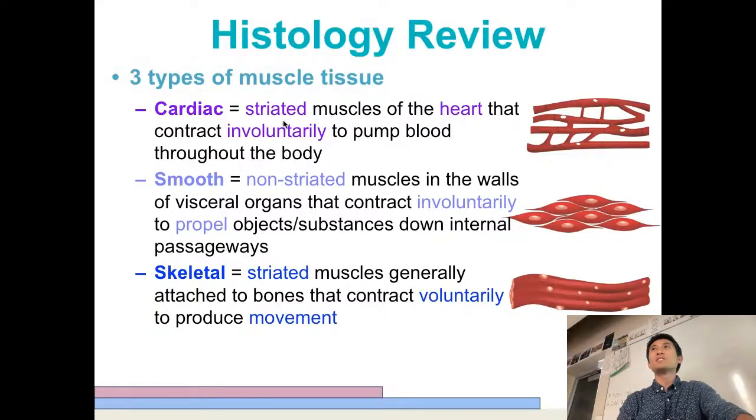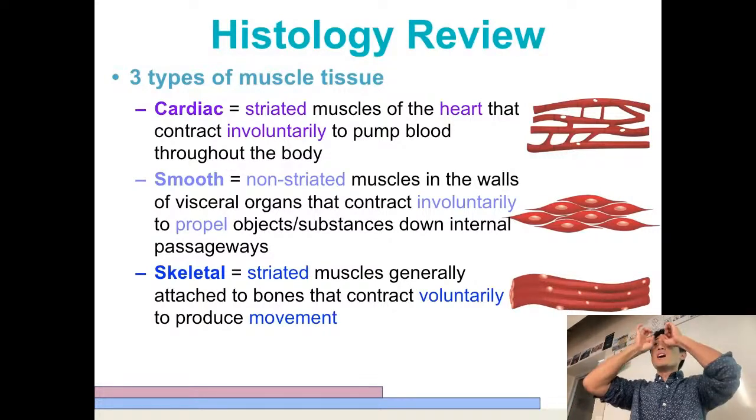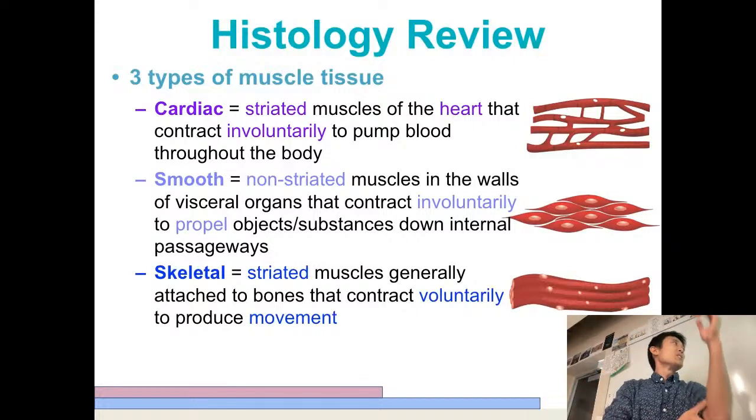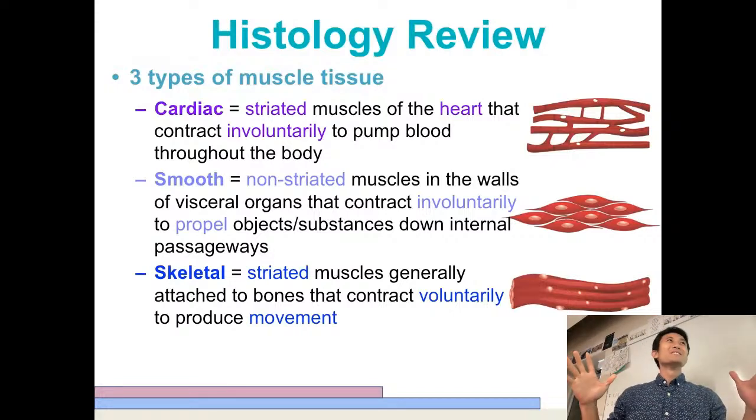But is it voluntary or involuntary? Involuntary. Smooth muscle and cardiac are both involuntary. You cannot consciously control it. Where are smooth muscles found? Anyone remember? In your intestines. Yep. Any tubing in your body: digestive system, your blood vessels, your iris in your eye. Those are all smooth muscle, and it looks smooth because there are no stripes, no striations. And then skeletal muscle is found in your skeleton, or connected to your skeleton. It's striated, and you can consciously control these muscles.